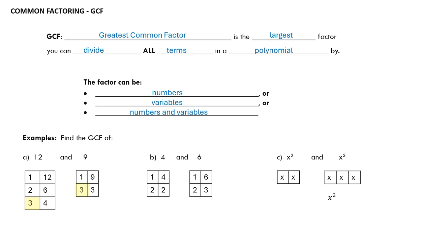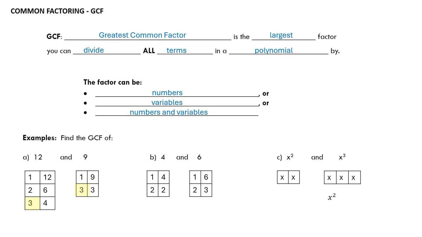Okay, common factoring. Looking for the greatest common factor. The greatest common factor is the largest factor you can divide all terms in a polynomial. The factor can be numbers, variables, or a combination of numbers and variables.